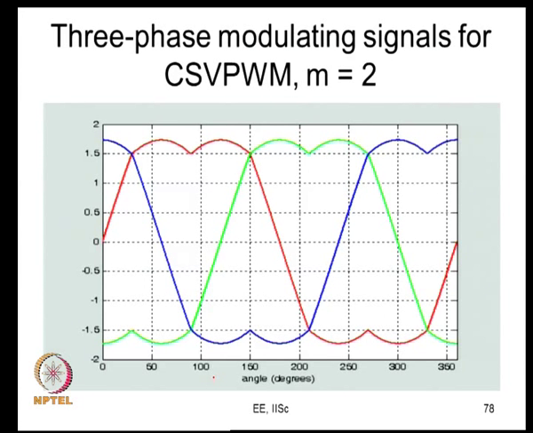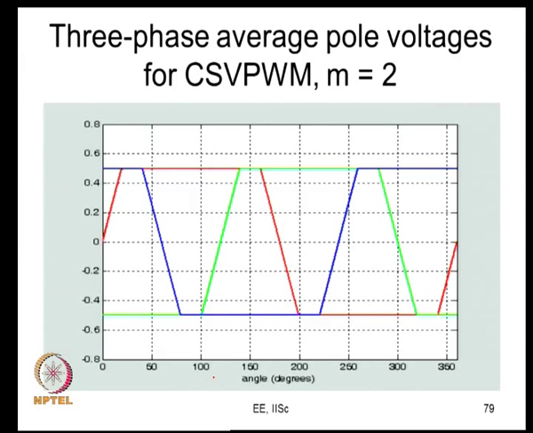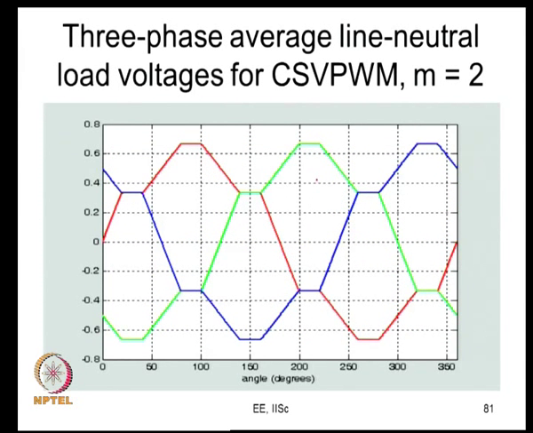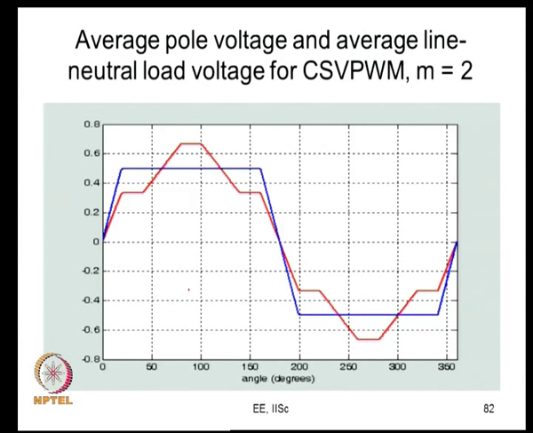Now, this is an example for m equal to 2. You can see that this angle is quite long, much longer than 150 degrees now. This is your average line to line voltages. VRY is fixed to plus VDC for a long time, the same thing about VYB. Now, this is VRN average and this is VYN average. VBN average is also not changing. You can see that the VRN average is here, this is 2 by 3 VDC, and this will be 0.33 VDC.